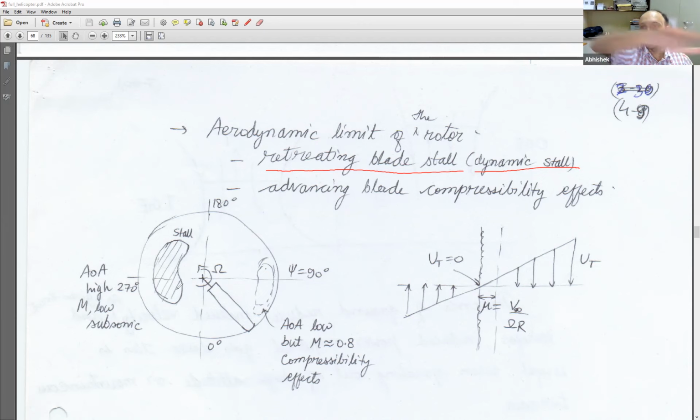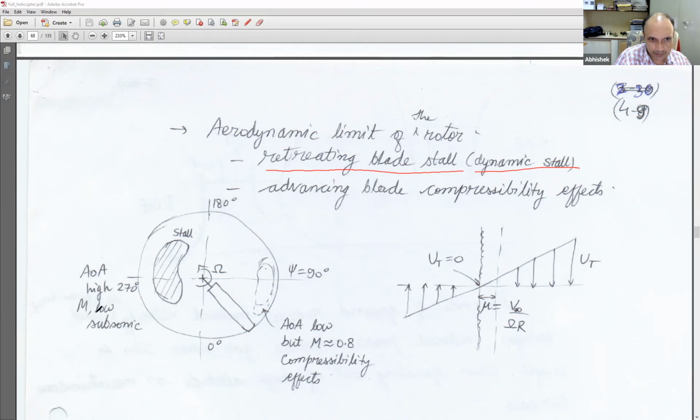Now on the retreating side, where I actually have a bad efficiency because there is reverse flow happening and all those things, I actually require very high angles of attack. And these high angles of attack will cause the flow to separate in a dynamic manner. Multiple cycles of separation and reattachment happen, and what comes out is called dynamic stall. We will not be looking into dynamic stall in this course, because of paucity of time; we have too many things to cover.